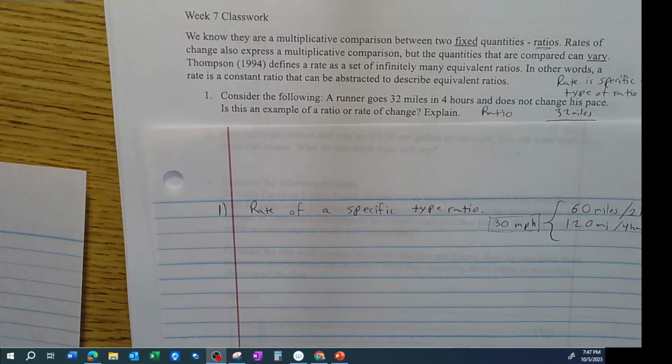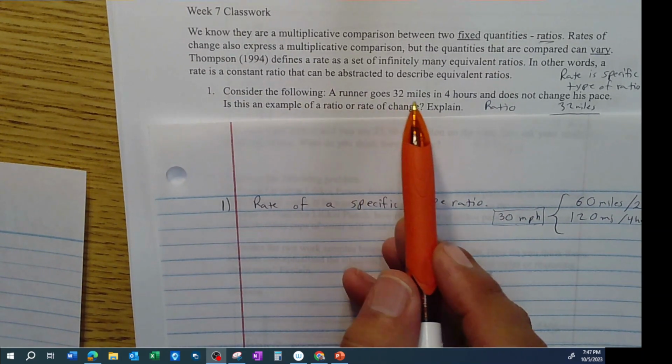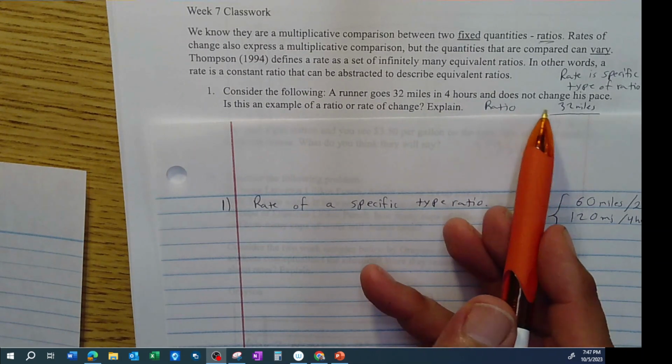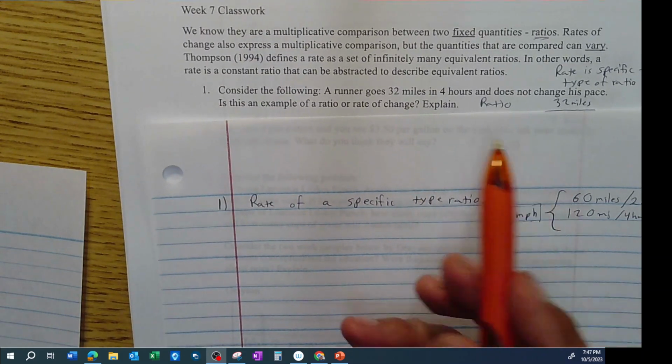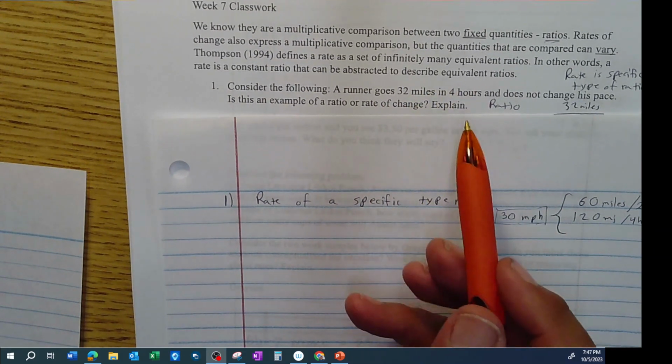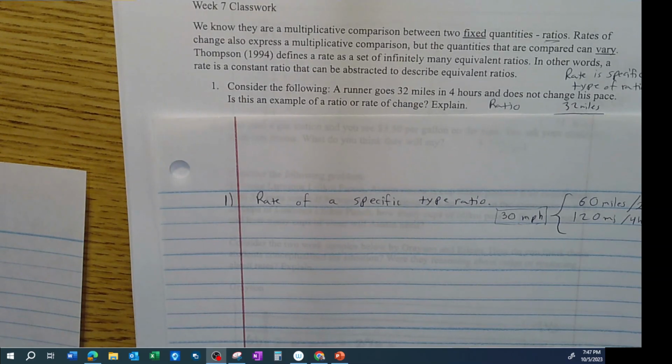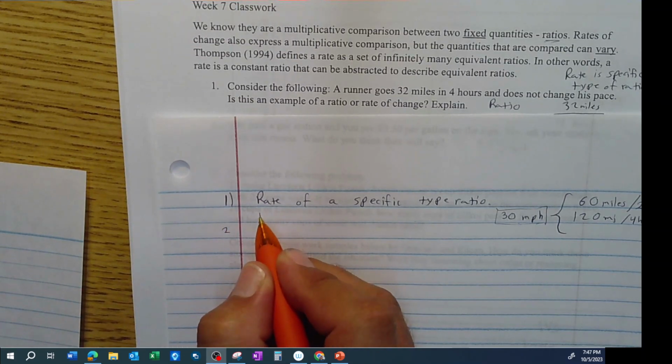Let's take a look at the first one. Consider the following. A runner runs 32 miles in 4 hours, but doesn't change his pace. Is this an example of a ratio or a rate of change? Within this idea of 32 miles in 4 hours, I believe you can all determine the rate, but this specific example gives us one of the many ratios that are hidden within that rate, if that makes sense. And so this is a specific ratio derived from the rate. So number 1, excuse me, this is a ratio.